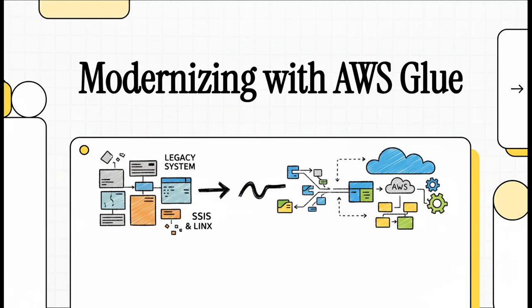All right, today we're going to dive into a really big transformation. How we're moving our data automation from an old school system, think SSIS and Links, into a modern cloud-native solution using AWS Glue. Let's get into how this changes pretty much everything.